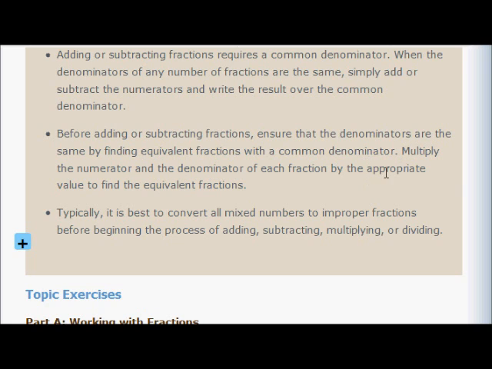But before adding or subtracting, you have to make sure the denominators are the same by finding equivalent fractions with a common denominator, and then you have to multiply the numerator and the denominator with the same value. And what is the appropriate value to find the equivalent fractions, which we just did in the last examples there.